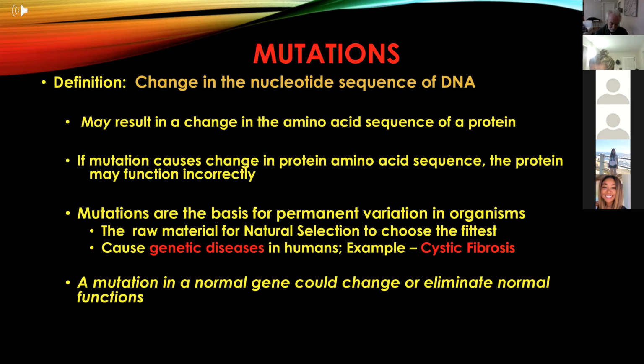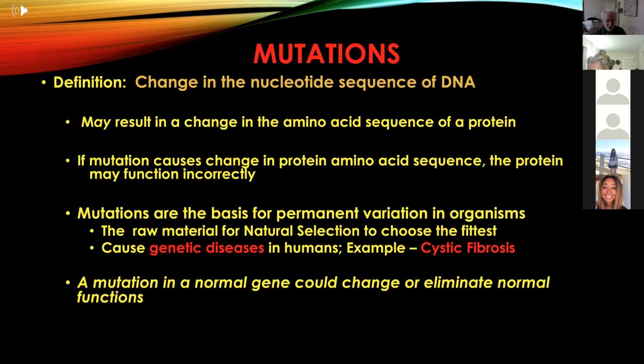Mutations are the basis for permanent variation in organisms. There are other mechanisms which we'll talk about when we deal with cell division, other ways of introducing variation, but they are not necessarily permanent. Mutations are. They're the raw material for natural selection to choose the fittest.